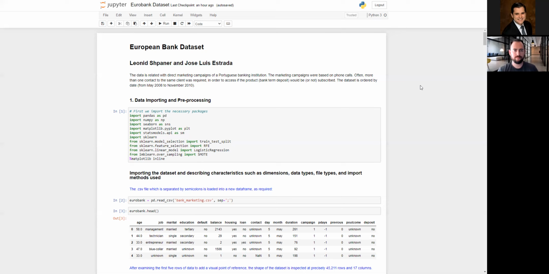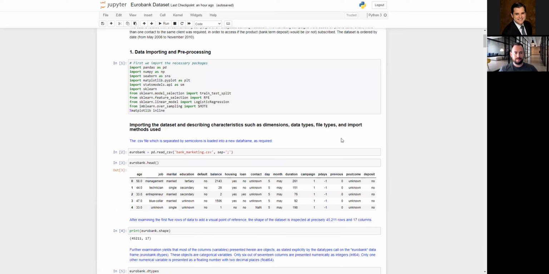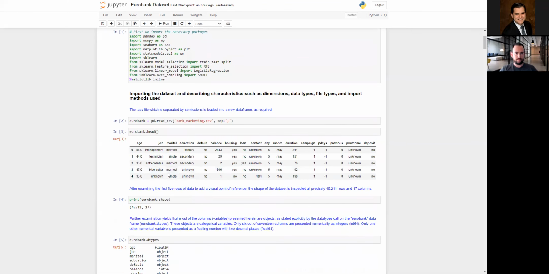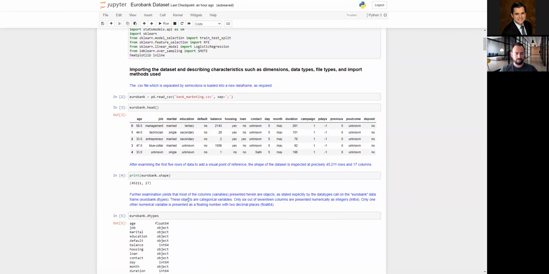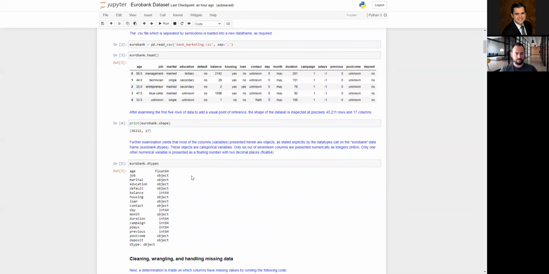So we're using Python in order to analyze this data. First of all, we have imported our data set. Again, here are all the packages that we're using in this data analysis. As you can see, we have 17 columns, which are 17 variables, and we have 45,211 rows, which were all the observations gathered in this data set.